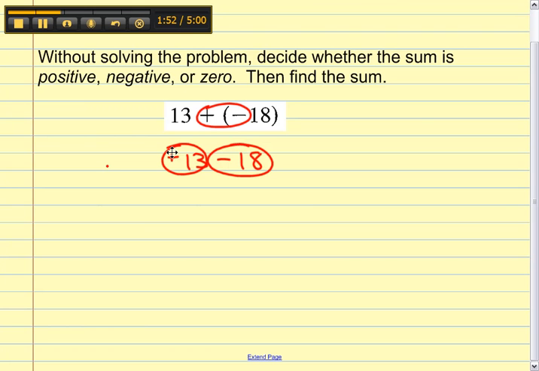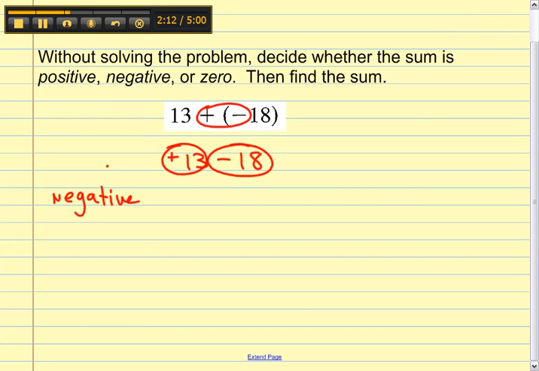We're always adding. Do I have more positives or do I have more negatives, Sam? So to answer the question that they pose, is the answer going to be negative, positive, or 0? The answer is definitely going to be negative.